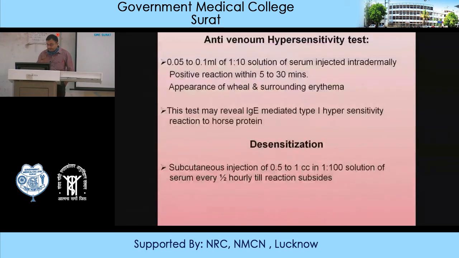Now, antivenom hypersensitivity test. Before introduction of the antivenom, you must carry out the antivenom hypersensitivity test, otherwise the person may die due to hypersensitivity reaction and anaphylactic shock. First, 0.05 to 0.1 ml of a 1 in 10 dilution of serum is injected intradermally. A positive reaction occurs within 5 to 10 minutes. Appearance of a wheal with surrounding erythema gives a positive hypersensitivity reaction. This test may reveal IgE-mediated type 1 hypersensitivity reaction to horse serum.